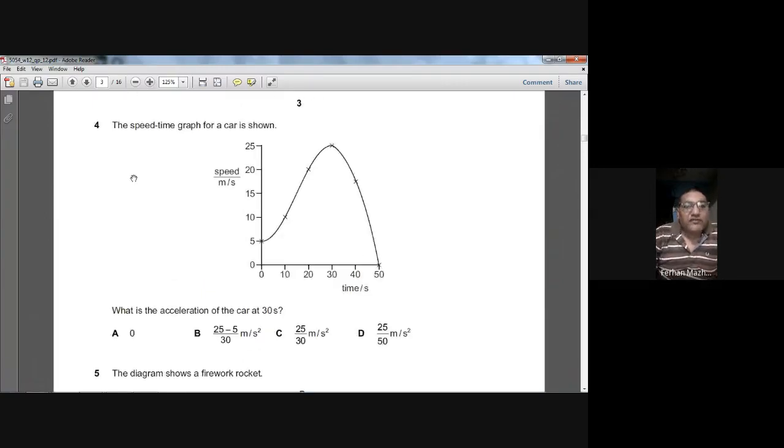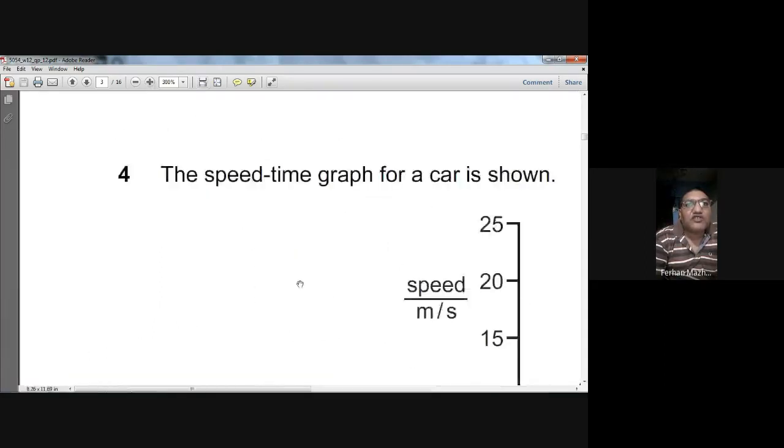On your screen, we have question number 4. The speed time graph for a car is shown. On the x-axis, time is represented. On the y-axis, speed is represented. What is the acceleration of the car at 30 seconds? So this is 30 seconds. Let me increase its size so I can show you how this is done.